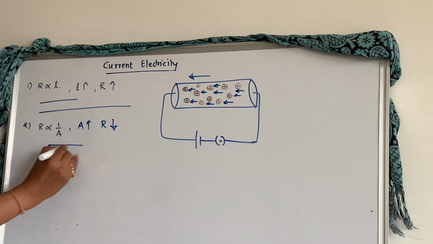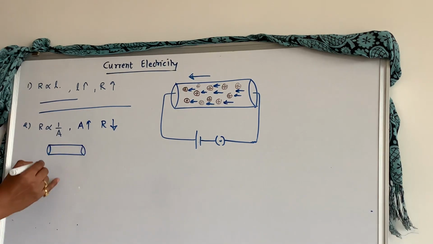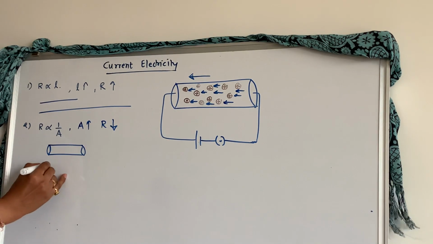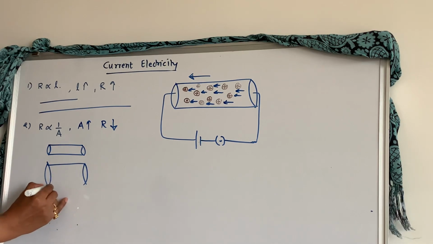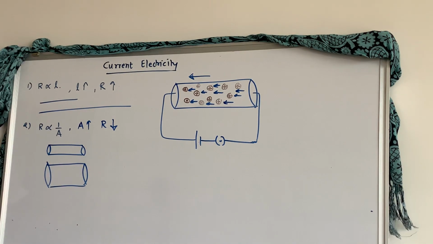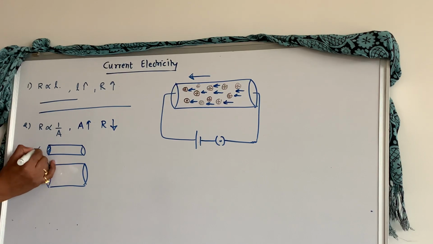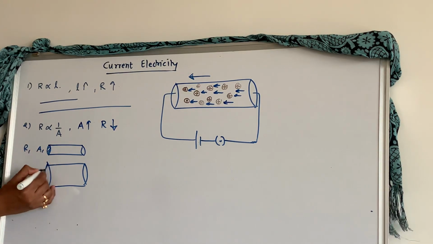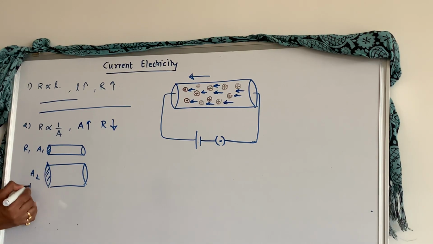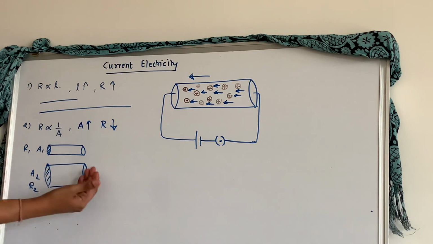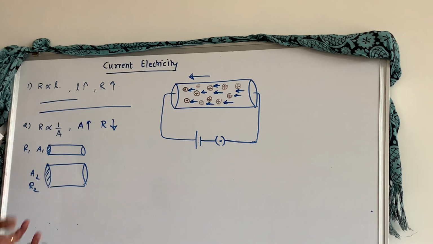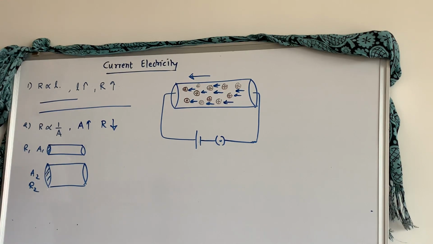This is the first conductor, this is the second conductor. Length is the same, only the area of cross section is different. So over here area is A1, resistance is R1. Area will be A2, resistance will be R2. Now the path available for electrons to move will be more, so more electrons will reach this side. More electrons means more current, that is, less resistance. It is inversely proportional, right?